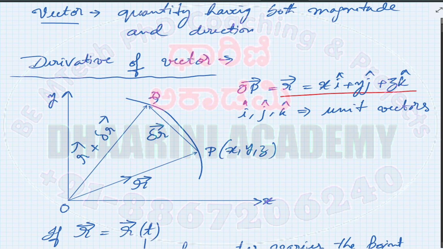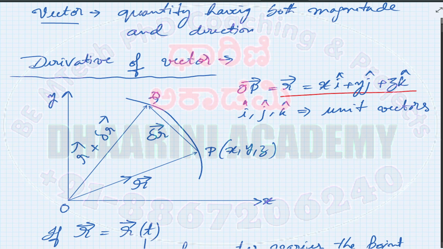First let us define that there is a point P in the coordinate system, denoted by x comma y comma z. When we have that point P, we can connect from the origin to P and call it a vector R, right? That is called the position vector, the position of any particular point from the origin.